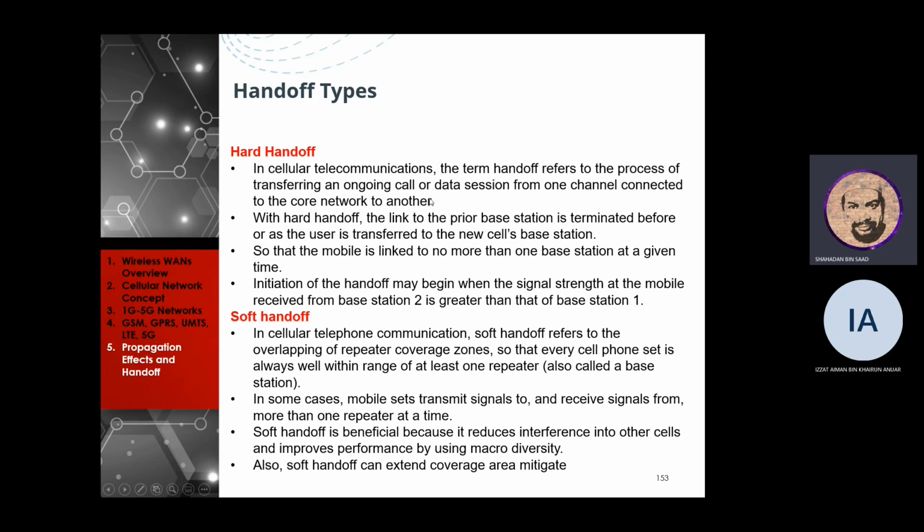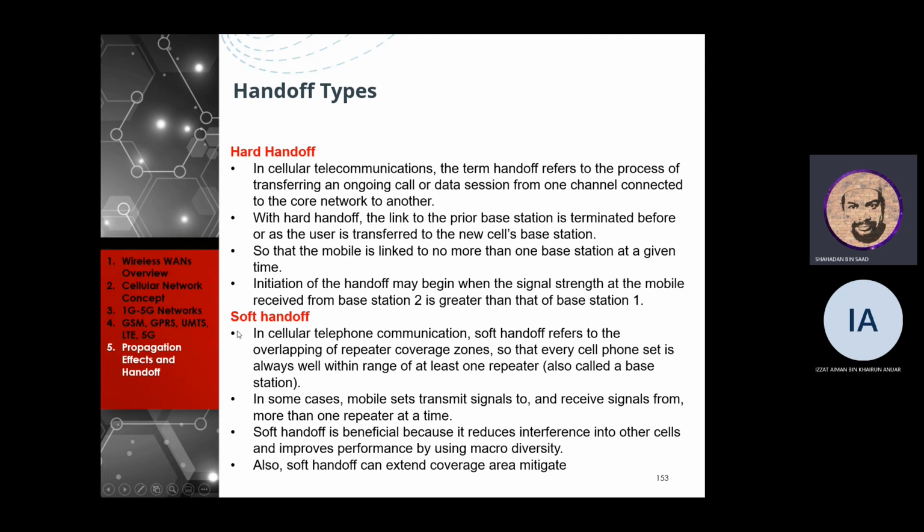Tak ada nak masuk yang baru lagi, daripada sel I ke sel J, dia terus cut yang dekat sel I. Okay, sel J tak sempat masuk lagi, dia dah cut. So kita consider as hard handoff. So that the mobile is linked to no more than one base station at a given time. Initiation of the handoff may begin when the signal strength at the mobile received from base station 2 is greater than that of base station 1.